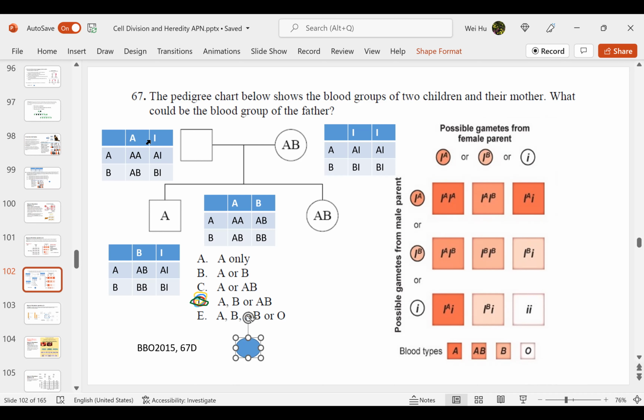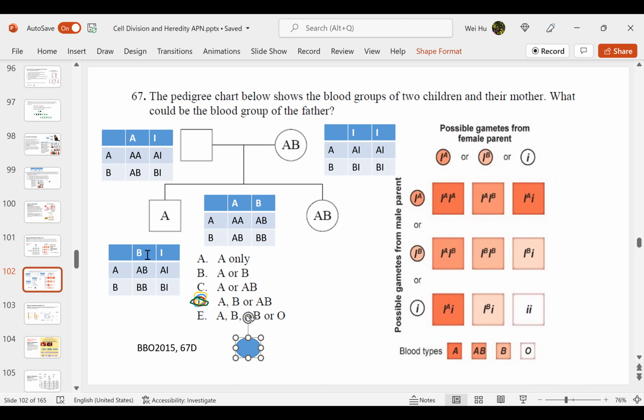So I give AI, the heterozygous, because AI includes AA, correct? If you do AA, then you only do this half, correct? So if you do AI, it includes AA. Then the children can be homozygous A, heterozygous A, AB, and B. Good, no problem.